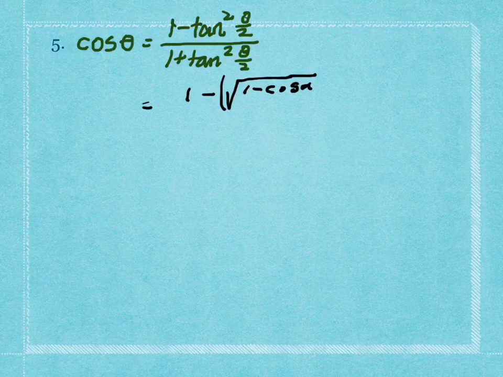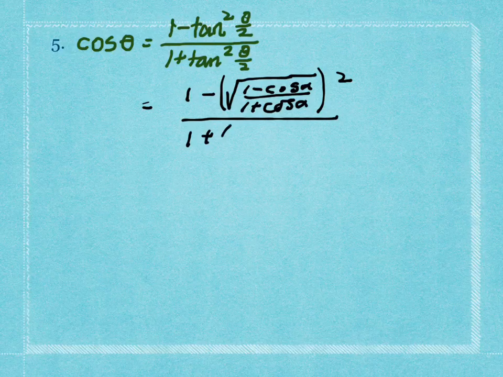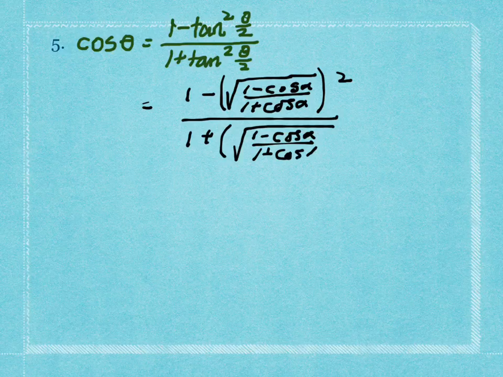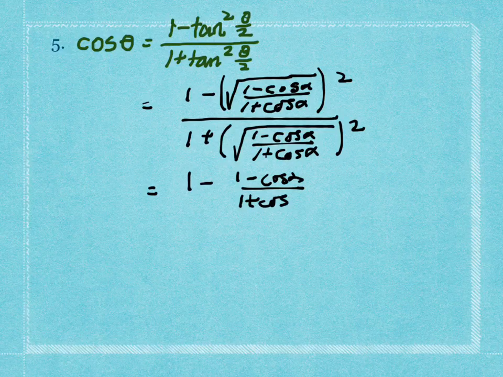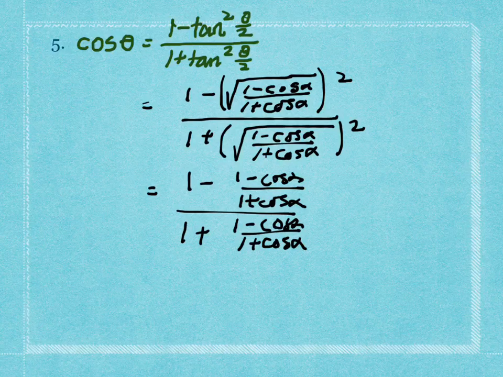So 1 minus cosine alpha over 1 plus cosine alpha. And that's squared. Over 1 plus, and the same thing. So the square root of 1 minus cosine alpha over 1 plus cosine alpha. And that's squared. So of course I end up with 1 minus and that same thing, but not square rooted anymore. So 1 minus cosine alpha over 1 plus cosine alpha over 1 plus, 1 minus cosine alpha over 1 plus cosine alpha.